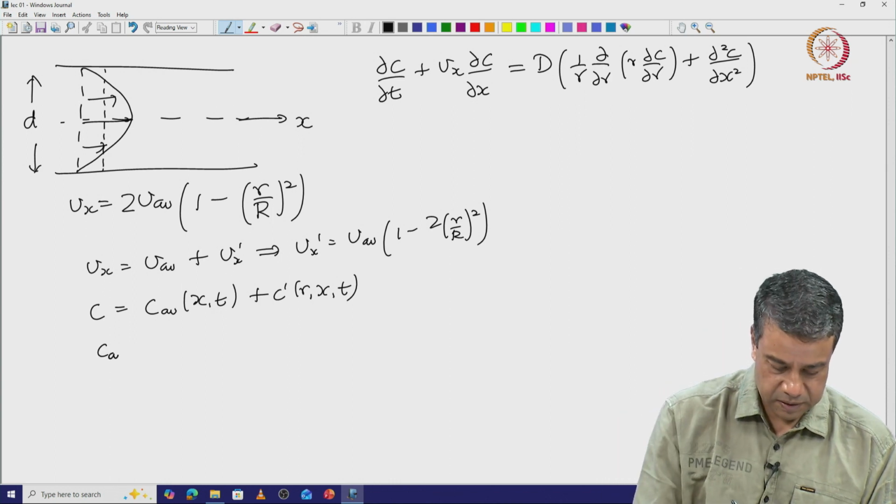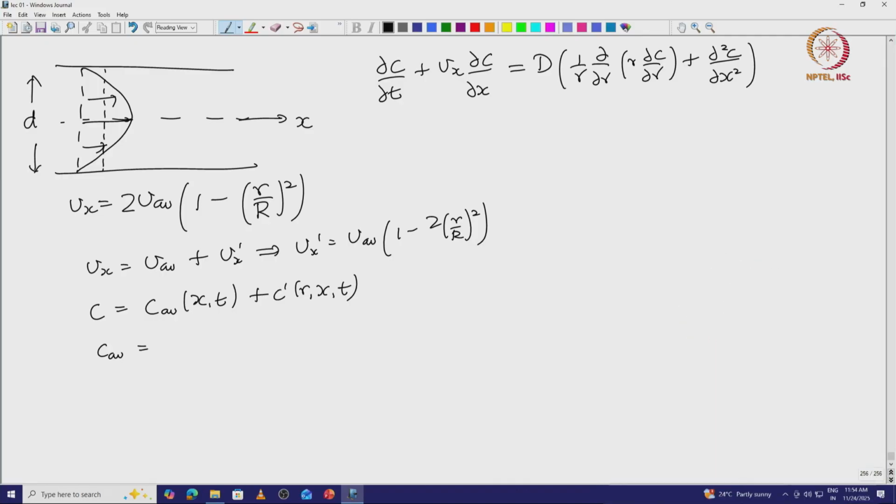Where C average is equal to the cross section average concentration, 1 over the area, and I will assume for now that the concentration is not a function of the azimuthal angle. So, I will get the elemental area in 2 dimensions as 2 pi r dr into c of r, x and t. Once I have integrated over r, there is no dependence on r on the left side. Therefore, the C average that I have defined here is only a function of x and t.